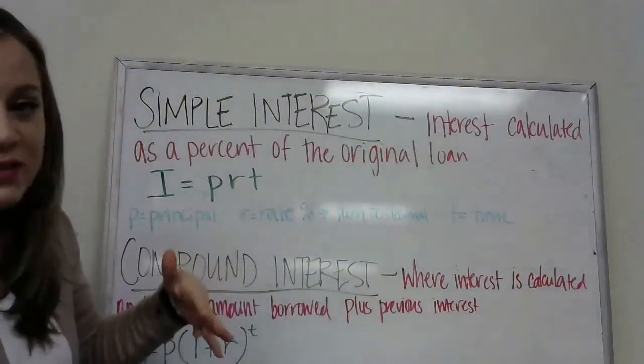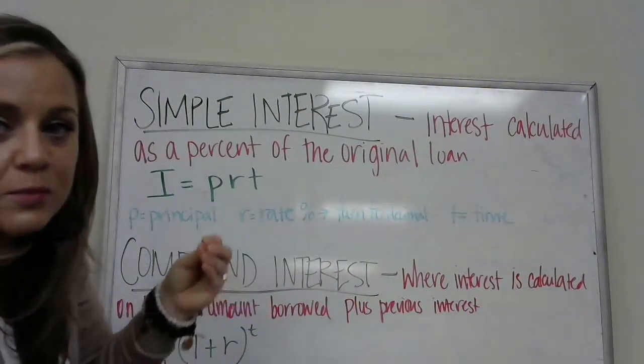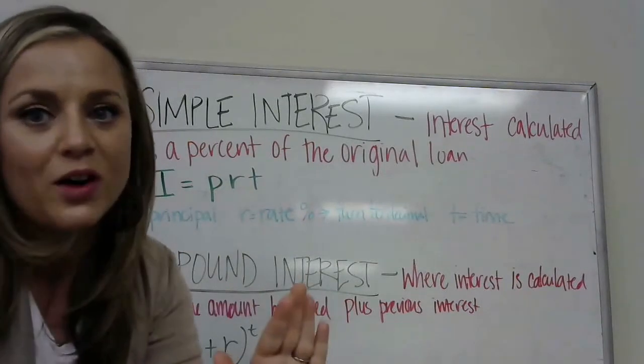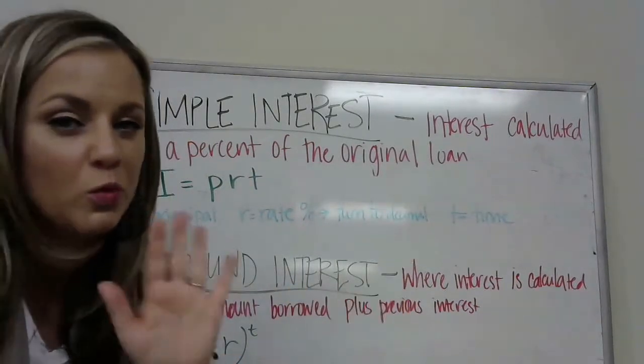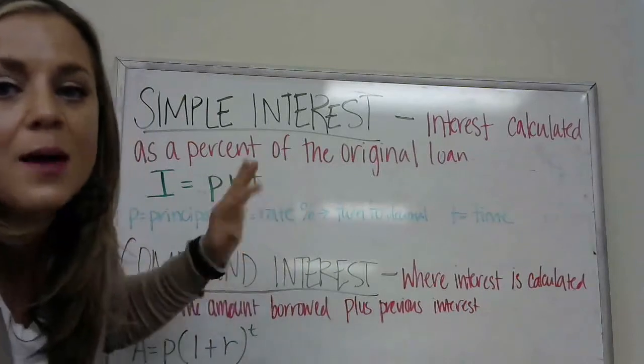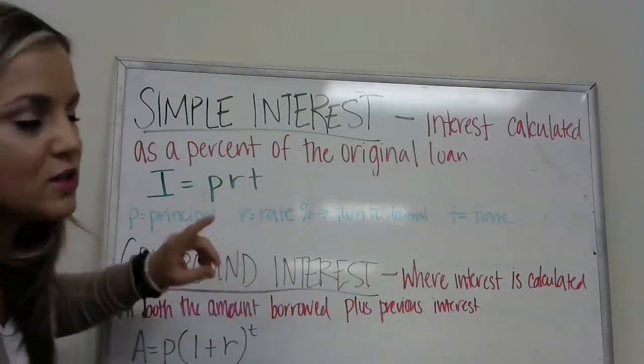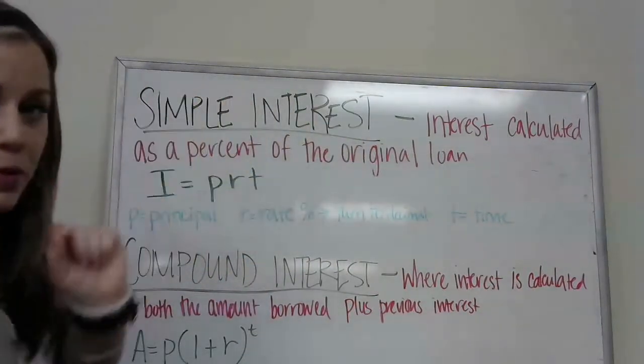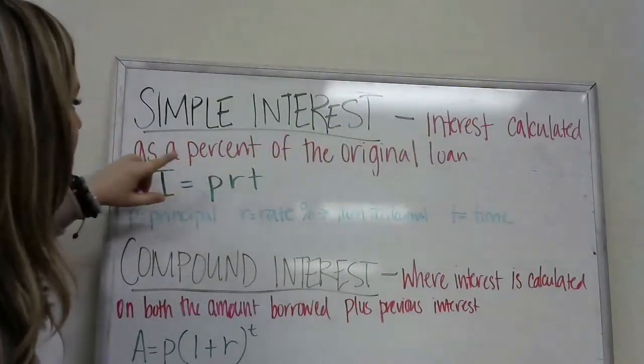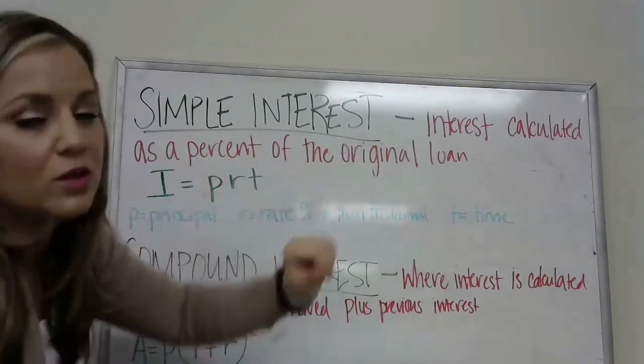All right, so let's talk about this. We're doing simple interest. Now, simple interest is the one that's done the least amount in the real world. Out in the real world, we don't really do a whole lot of simple interest. Mainly we focus on compound interest. All right, so let's look at this. Simple interest is interest calculated as a percent of the original loan.